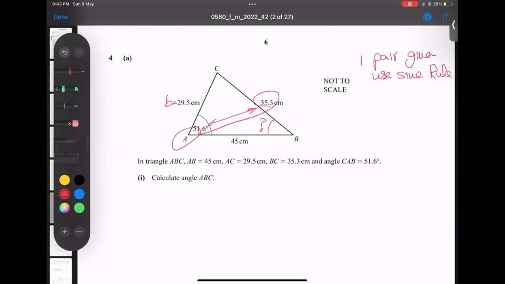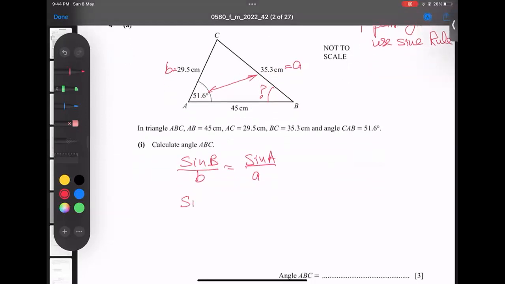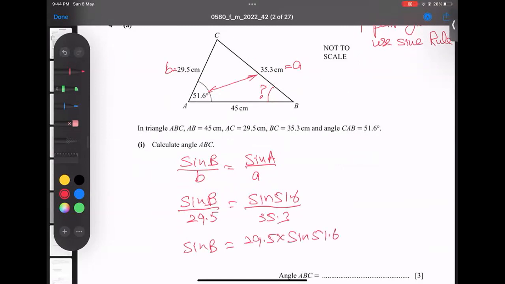This is capital A, this is called small a. And the formula is sine capital B by small b equals sine capital A by small a. Plug in the values. Small b is 29.5, sine capital A is very clear, 51.6, and small a is 35.3. This multiply up like this, because it's a 4-mark plus 3-mark question, so must show some working out.